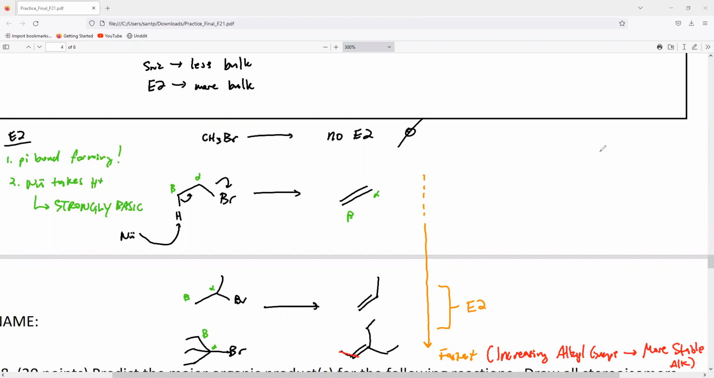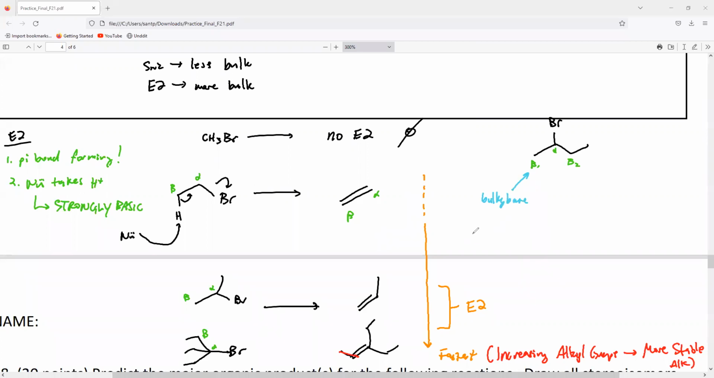Now, where E2 gets a little difficult, not too difficult, you just have to remember one extra thing, is when we have substrates, like a secondary substrate, where when I label my alpha, I have 2 different betas. I have a beta 1 and a beta 2. One is a CH3, one is a CH2. Whenever I have a less substituted beta, the reaction on this center is preferred when I use something called a bulky base.